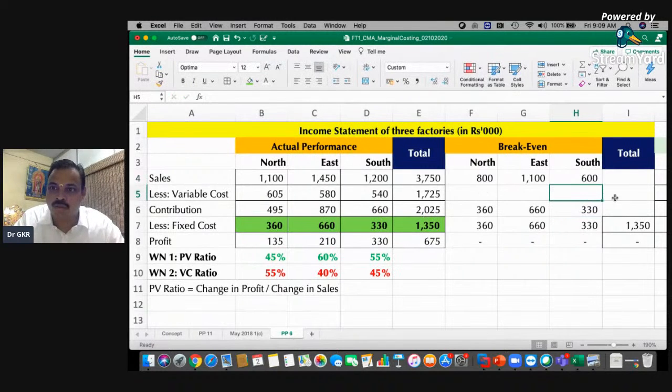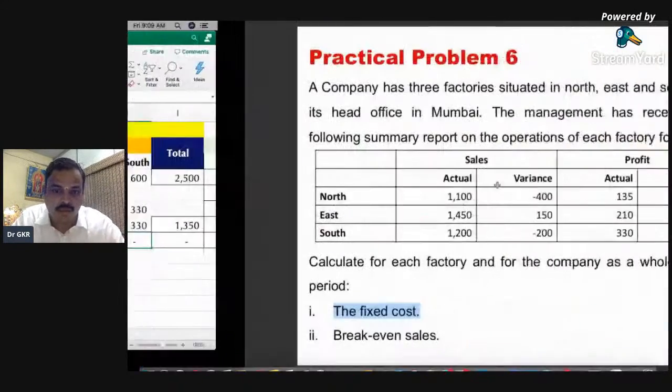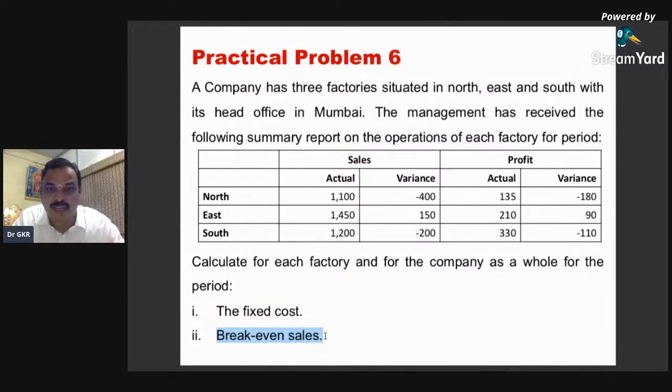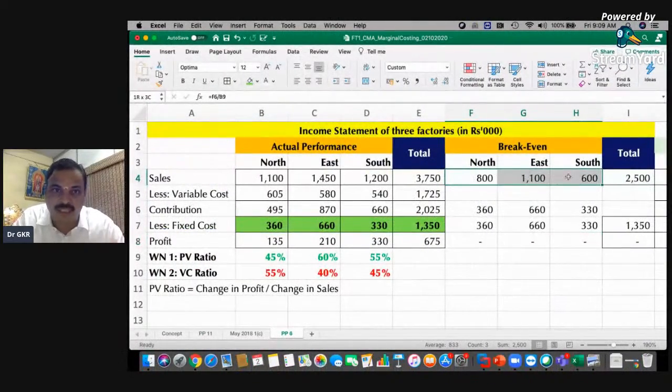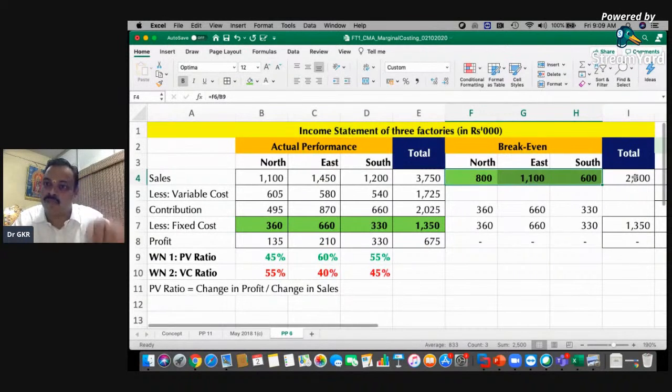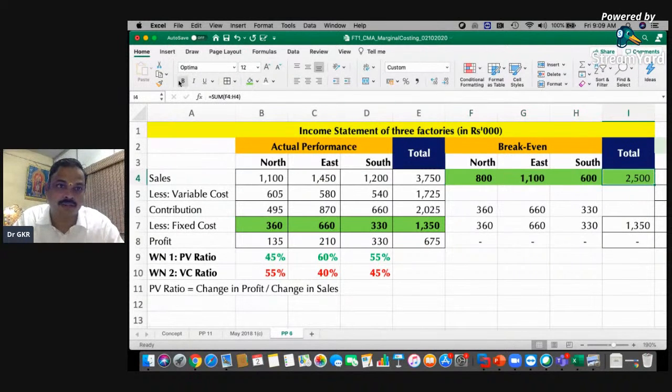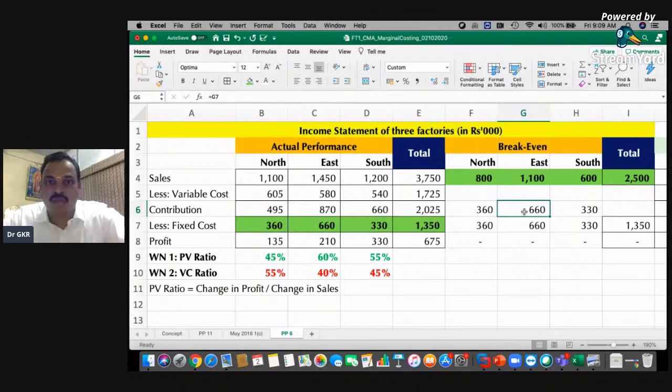Wow. So what is your total sales? Okay. So 2005. So this is your answer. What is your answer? What is break-even sales for each factory? This is break-even sales for each factory. And break-even sales for the company as a whole, 2005. Other combination. So 800, 1100, 600, 2000. Simple. In one shot, you have done it.